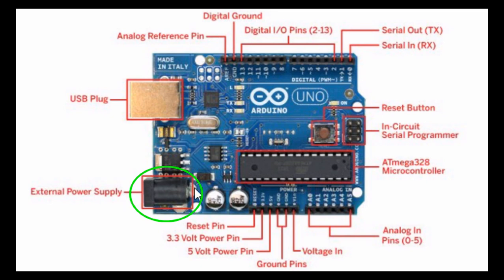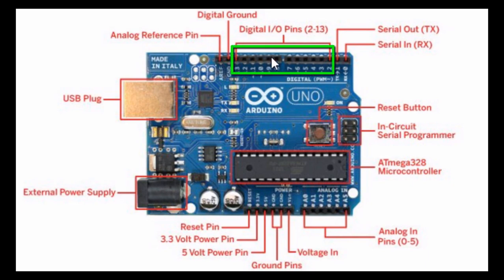The external power supply can come either from an AC to DC adapter or a battery. The adapter can be connected by plugging a 2.1mm center-positive plug into the board power jack. The lead from a battery can be inserted in the ground pin and the Vin header of the power connector. The board can operate on an external supply from 6 to 20 volts. If supplied with less than 7 volts, however, the 5 volt pin may supply less than 5 volts and the board may be unstable. If using more than 12 volts, the voltage regulator may overheat and damage the board, so the recommended range is 7 to 12 volts.